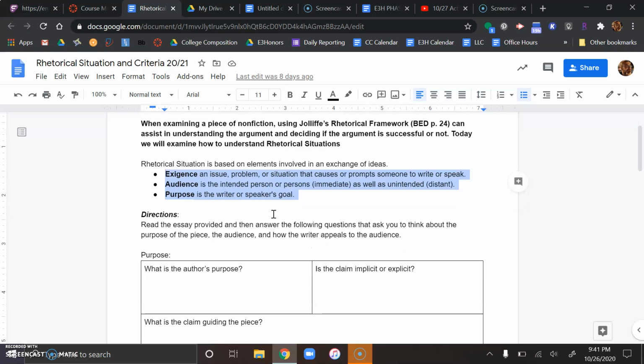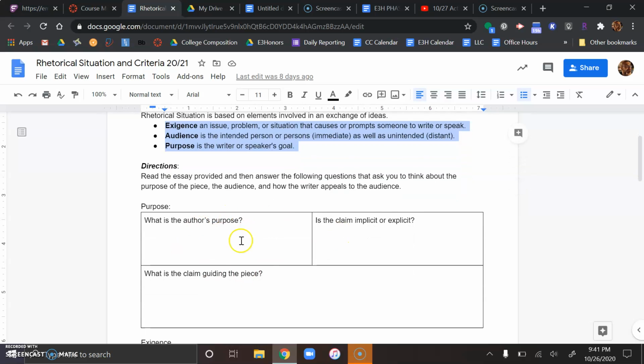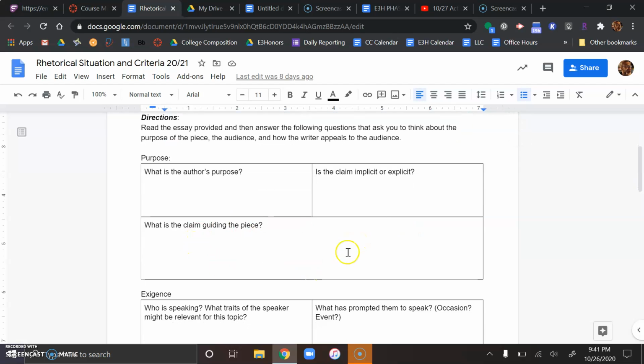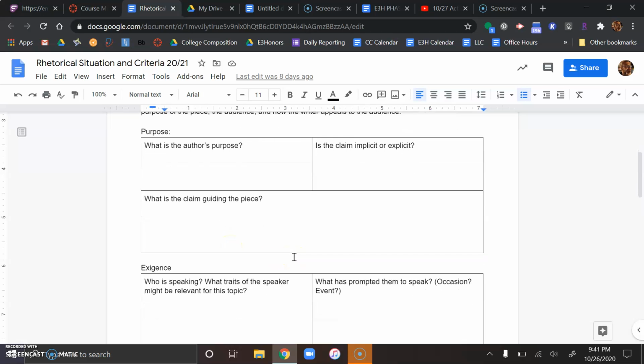So what I'm simply asking you to do, after you have read that essay, is break down its rhetorical situation. I want you to talk about what is the purpose of the essay. Is it an implicit or explicit claim? And then actually identify what is the claim, what is the evaluative statement that they are making guiding the piece.